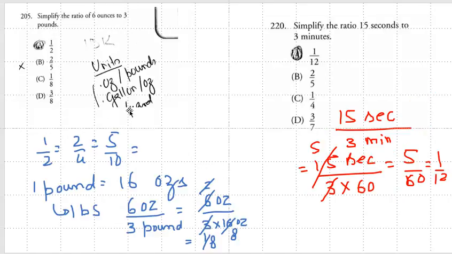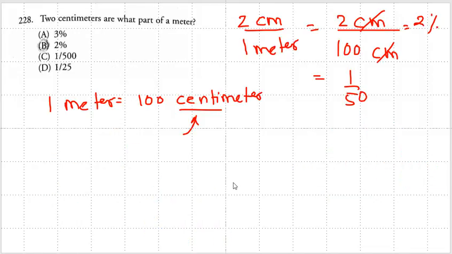Just to recap, ounces to pound, always same unit. Convert 1 ounce, 1 pound equals 16 ounces. That means 3 pounds equals 48. You do that. 15 seconds to 3 minutes. 1 minute equals 60. Simplify that. Do use a scratch paper. Centimeters to meter, 2 centimeters. 1 meter has 100 centimeters, so 2 out of 100, 2%.